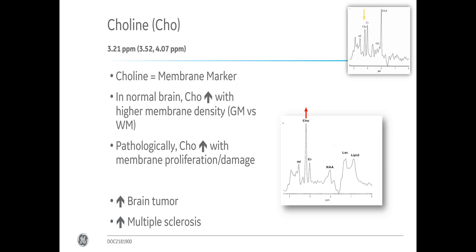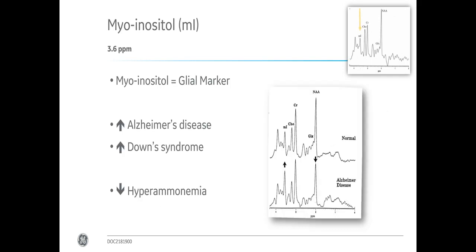So now coming to the last of the big 5 markers I want to mention today, that's myoinositol, and this is a glial marker. So the biggest peak is at 3.6 ppm, and very similar to NAA as a neuronal marker, myoinositol is a glial marker. It is produced in the glial cells rather than the neuronal cells.